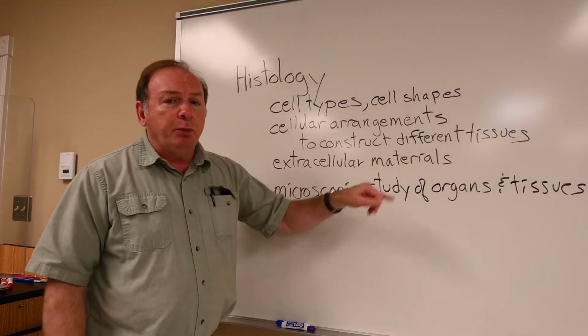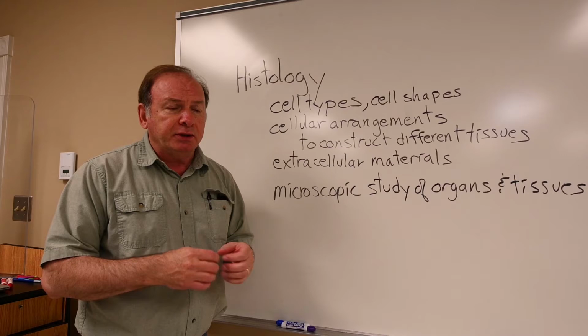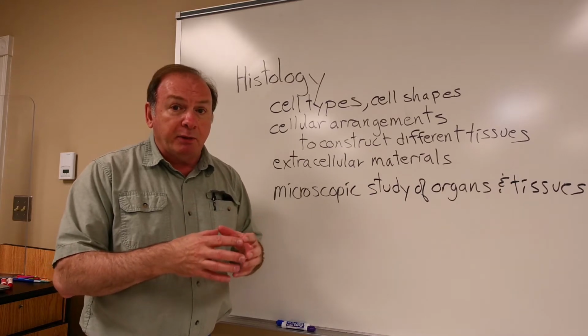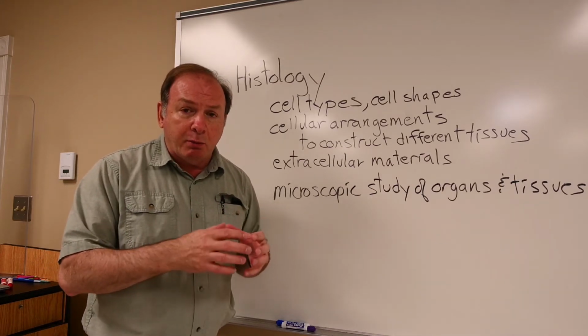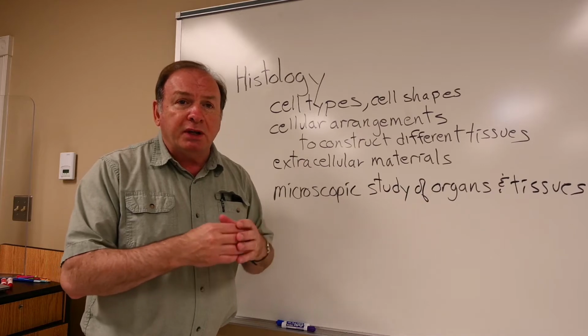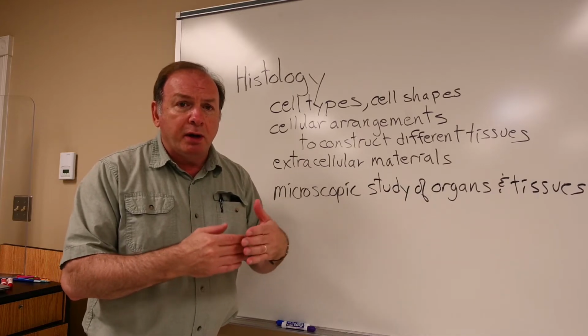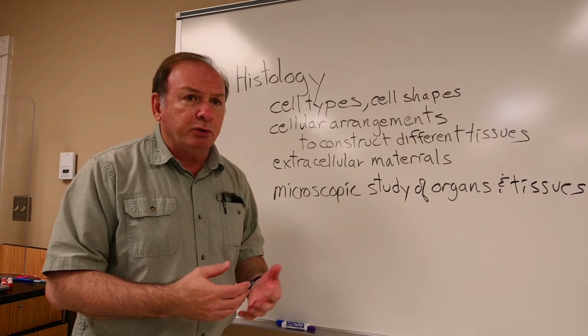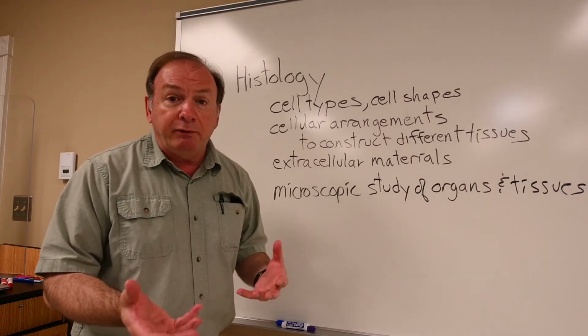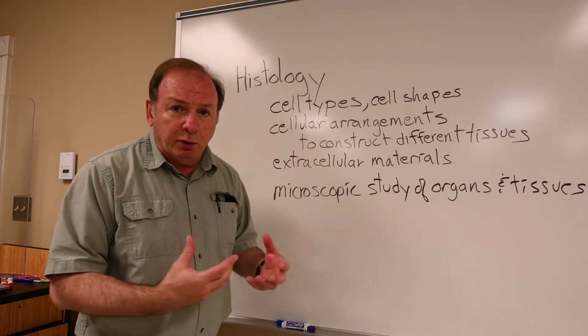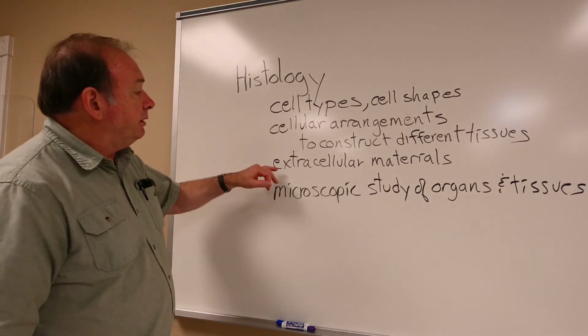About extracellular materials. So in your bone, for example, most of your bone is not made up of cells. There are cells scattered through your bone, but most of the bone is extracellular material, that hard material of the bone. The same would be true for a cartilage. For blood, for example, it's mostly fluid in there with cells in between.